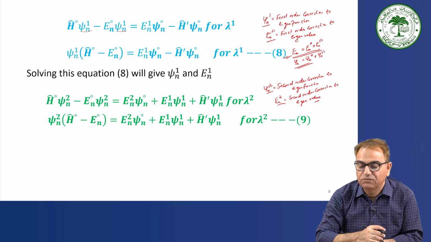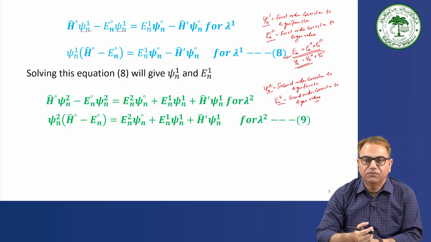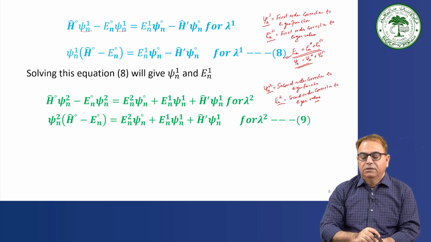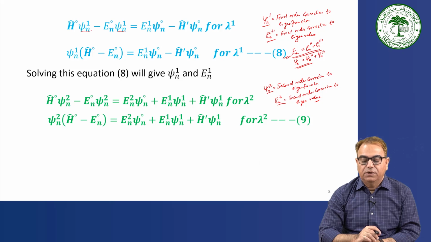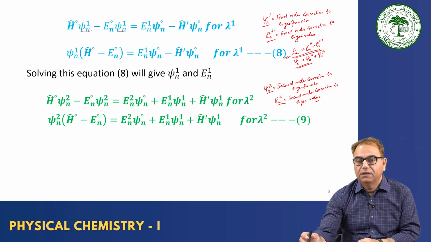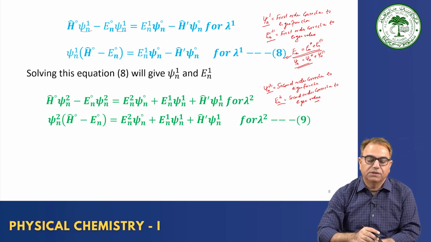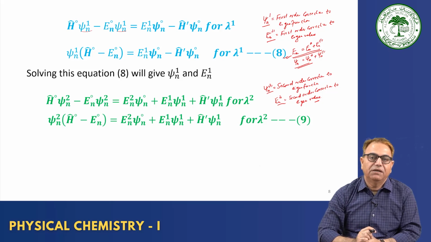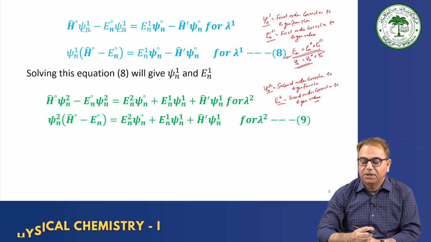and we will restrict ourselves to the first order correction. I will give you the equation for the second order correction also, but the derivation we will do for the first order correction only. So the total energy is the energy of the unperturbed system plus the correction. The total wave function is the wave function of the unperturbed system plus the correction, and then you get the actual eigenfunction and eigenvalue of the perturbed system.